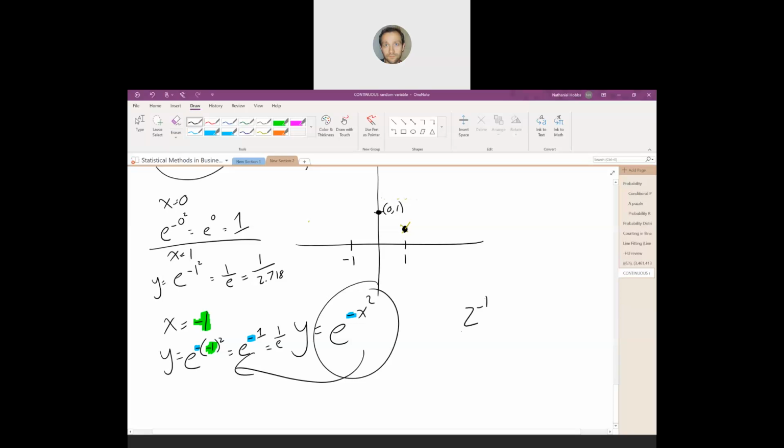2 to the -1. What does this equal? 1 over 2, it's 0.5. Yeah, so this -1 in the exponent means you take this number, you put it in the bottom, and then you raise it to whatever the power is. So 2 to the minus 2 is equal to 1 over 2 squared, or 1/4.